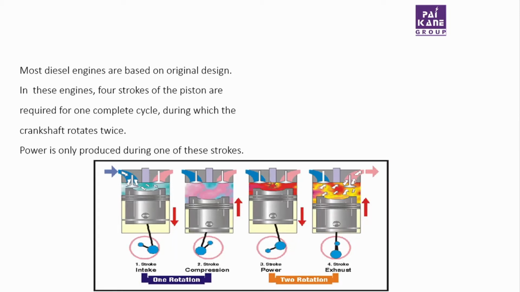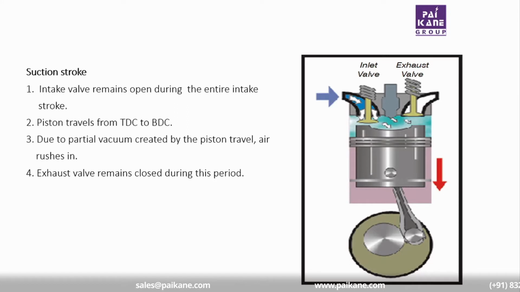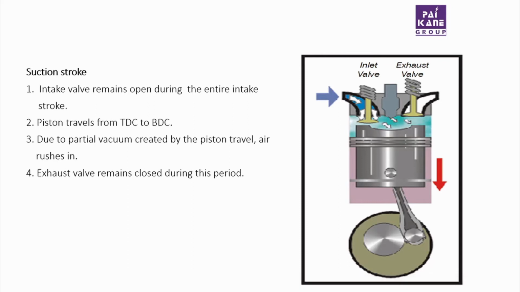What happens in the intake stroke is that during the suction stroke, the intake valve remains open during the entire intake stroke. That means the piston moves from the top dead center to the bottom dead center. Due to the partial vacuum created by the piston travel, air rushes in. The air rushes through an air filter. So you have air cleaned up through the filter passing through the inlet port. During this stroke, the exhaust valve remains closed during the entire period of the suction stroke.